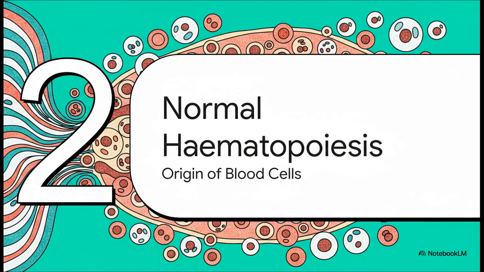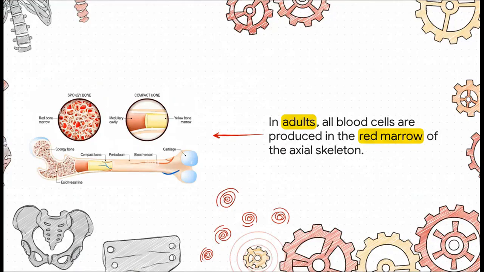All right, next up, the foundation. We're talking about normal hematopoiesis, and this is so important because you really can't appreciate the chaos of cancer until you understand the incredible order of the healthy system. This is the process that creates every single blood cell in your body. So where does all this magic happen? Well, in adults, it's pretty much all happening inside the red bone marrow. You'll find this active marrow in the spongy parts of our axial skeleton, so think your vertebrae, ribs, sternum, and pelvis. This is literally the engine room for our entire blood supply.